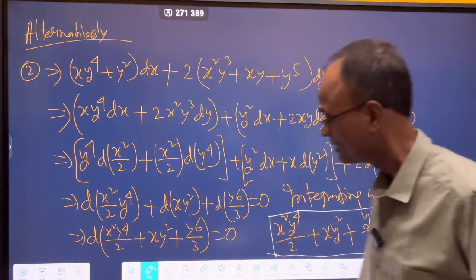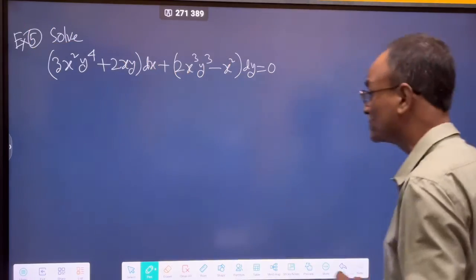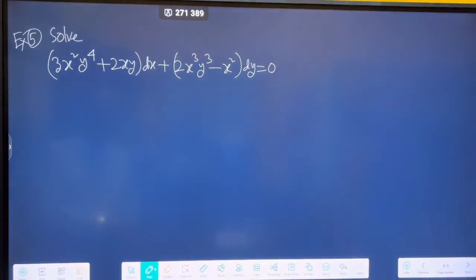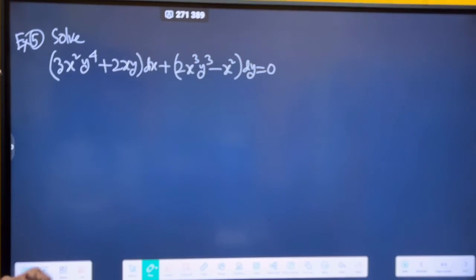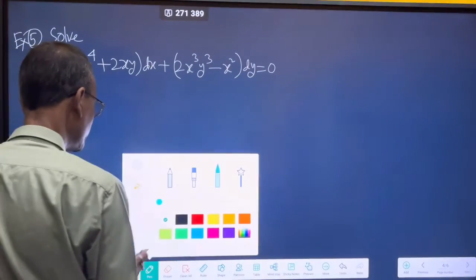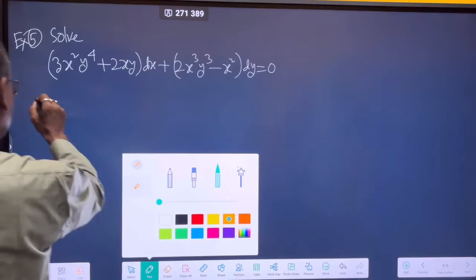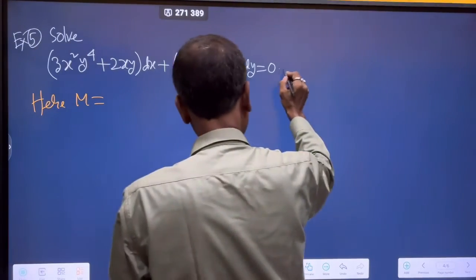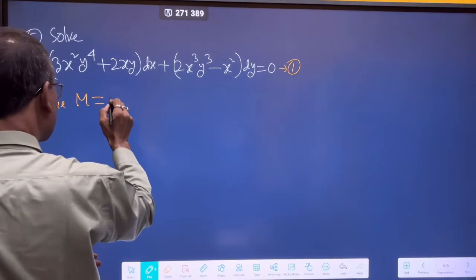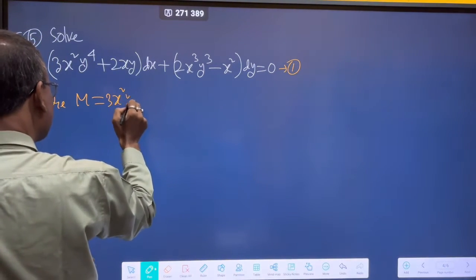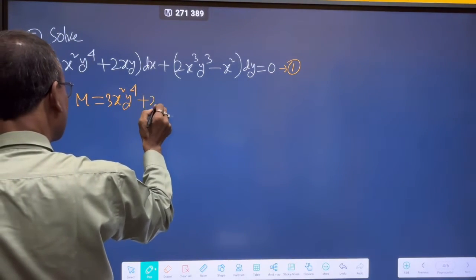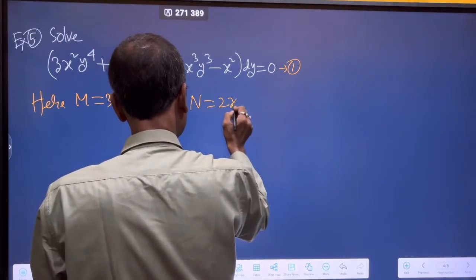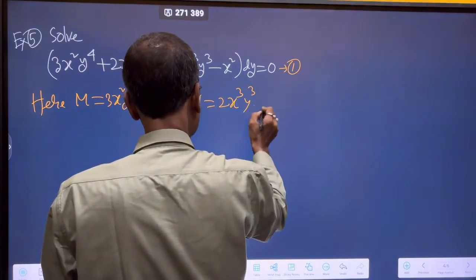Let us solve one other problem. Let us solve this one: thrice x square y to the power 4. Here, you see, suppose this is number 1, M equal to thrice x square y to the power 4 plus twice xy, N equal to twice x cube y cube minus x square.